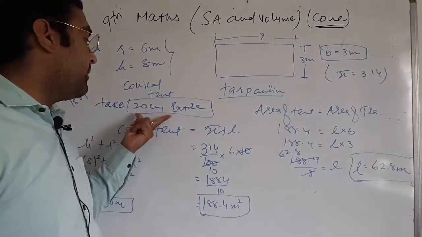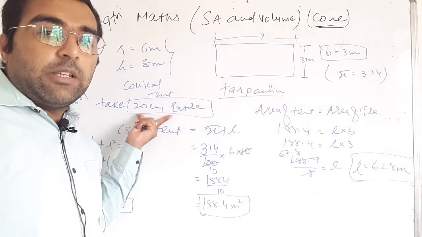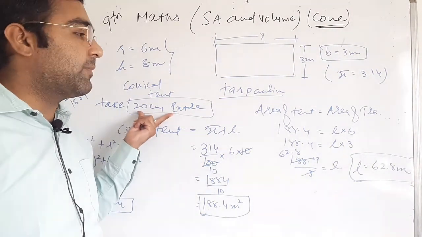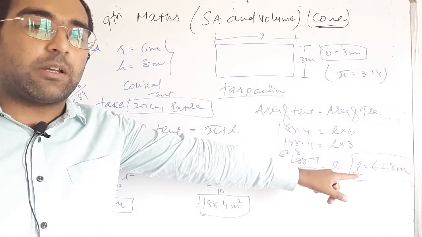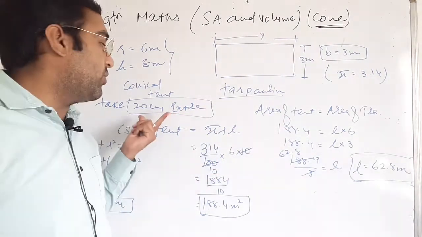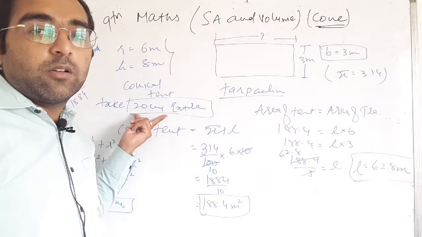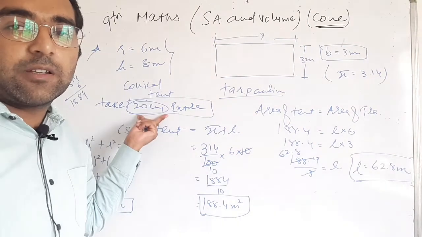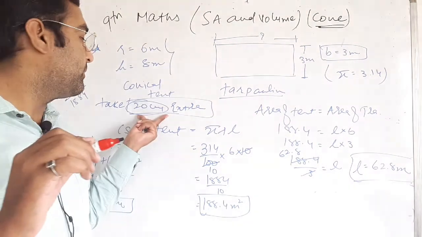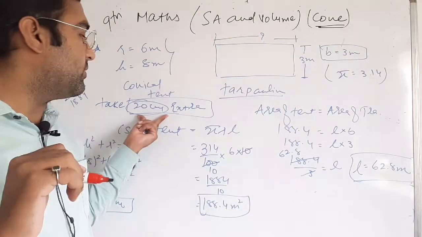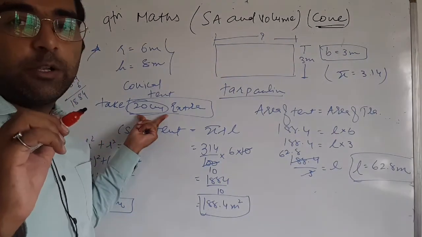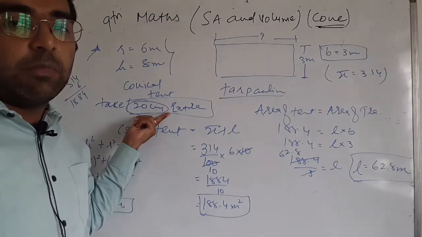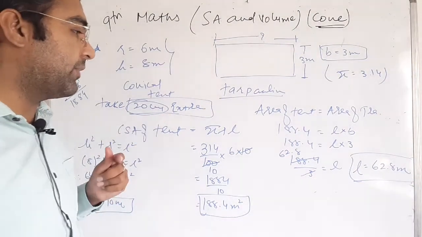But now the question says we have to take an extra 20 centimeter. This is in meter and that is in centimeter, so we have to convert 20 centimeter into meter. My answer is 0.2 meter.